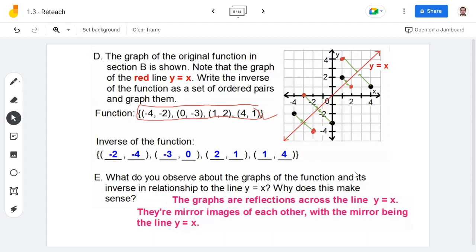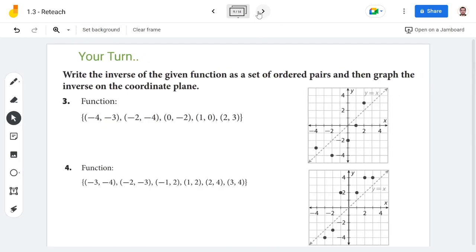Now, the graphs are reflections across the line y equals x. Okay, that's right. They are mirror images of each other, with the mirror being the line y equals x. Now it is your turn. Try to do these two questions by yourself. Pause the video and do it.